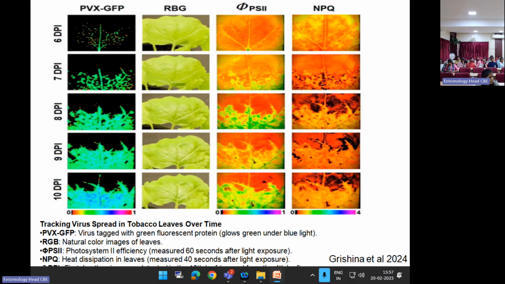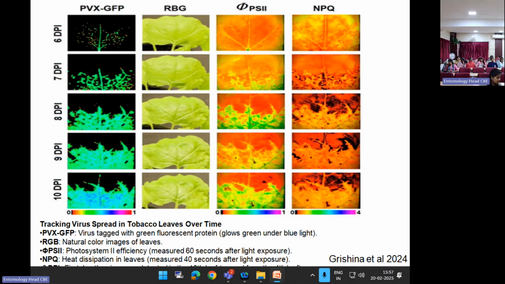That is one method. And now this is natural color. The RGB is natural color. And here we get photosystem 2 efficiency measured 60 seconds after light exposure. And you can see the difference between 6 days post inoculation, and here it is 10 days post inoculation. That is 4 days of disease progression.